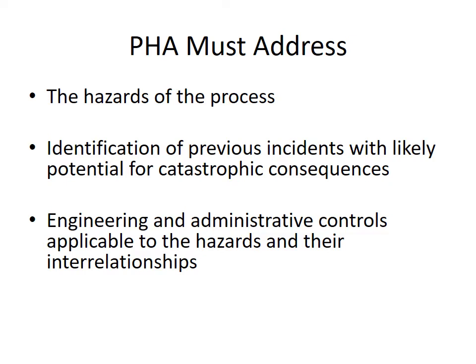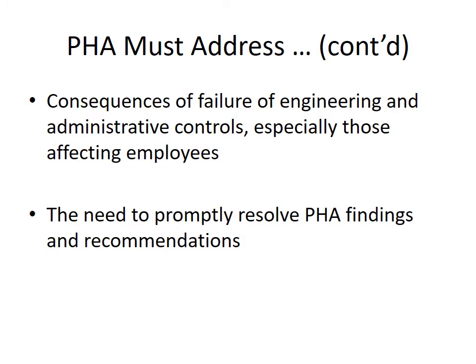The hazards of the process. It should identify the previous incidents with likely potential for catastrophic consequences. Engineering and administrative controls applicable to the hazards and their interrelationships. It should also see the consequences of failure of engineering and administrative controls, especially those affecting employees. And the need to promptly resolve PHA findings and recommendations.